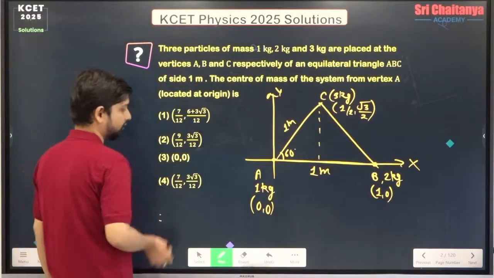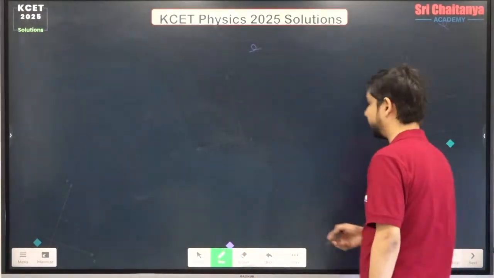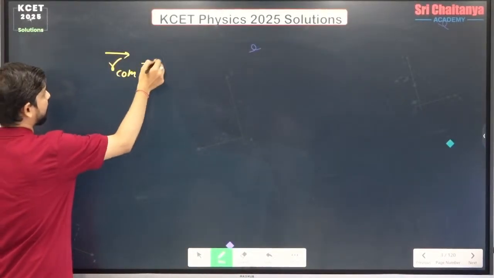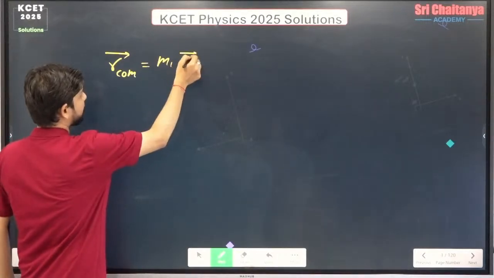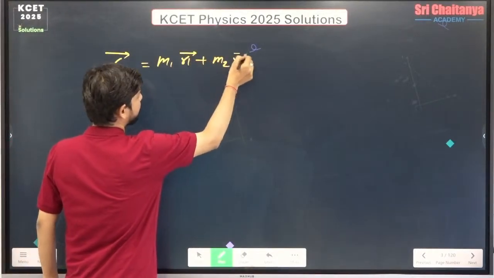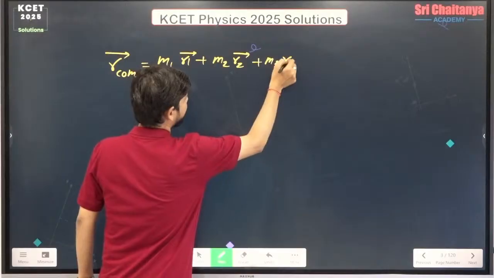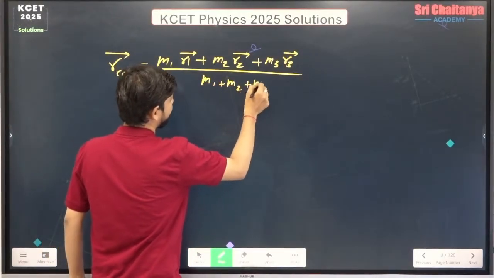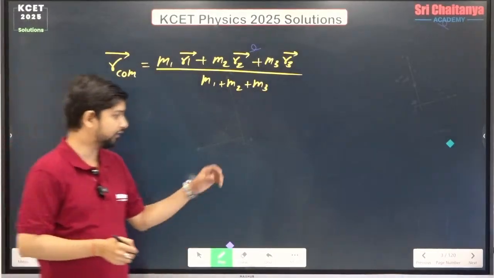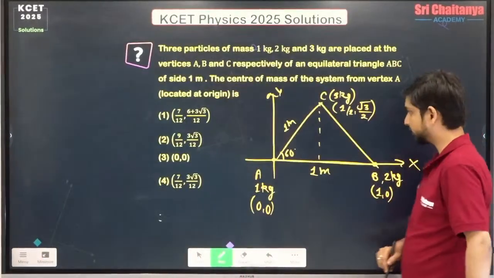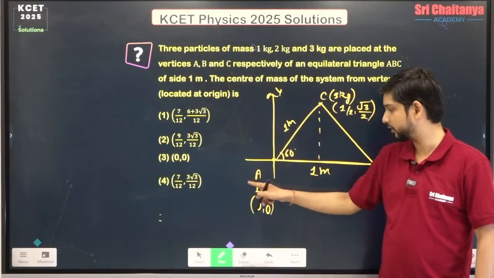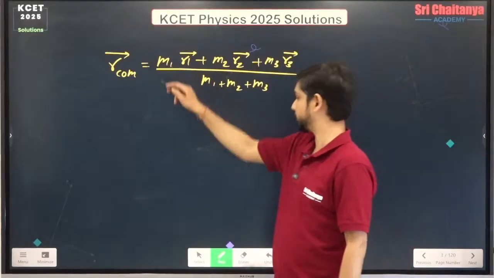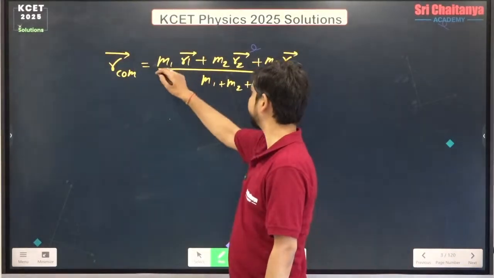Now we want to find the center of mass. And we know that the center of mass of a system of discrete particles is going to be m1 r1 plus m2 r2 plus m3 r3 divided by the total mass m1 plus m2 plus m3. Okay, so if we put the values, for mass m1, the first 1 kg, the coefficient is 0. So this part is going to be 0, this part is going to be 0, this part is going to be 0.